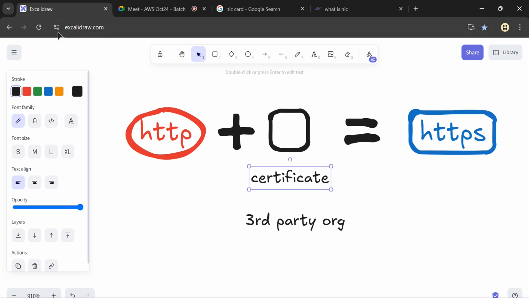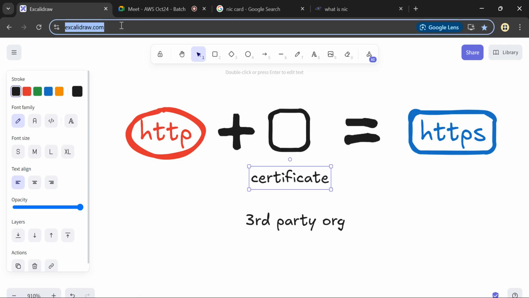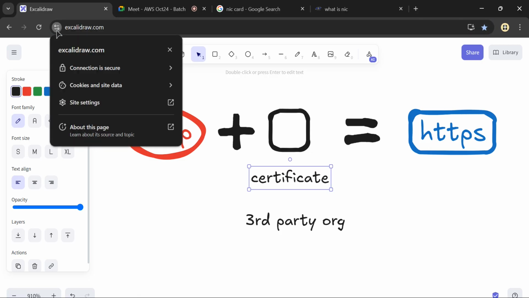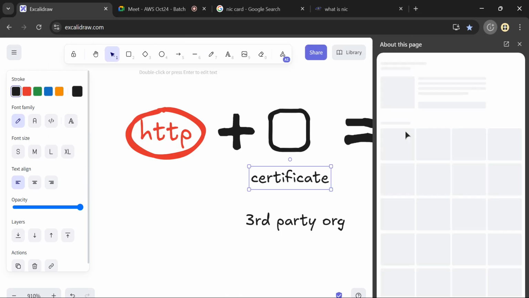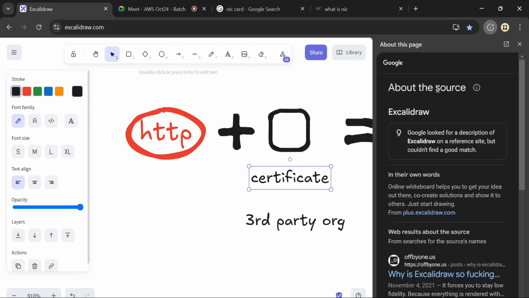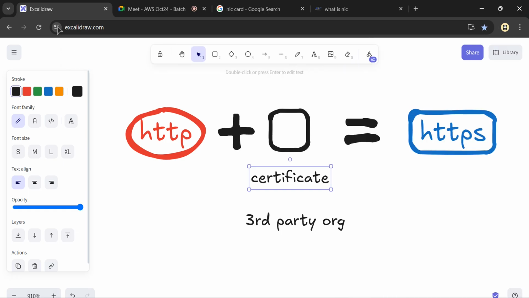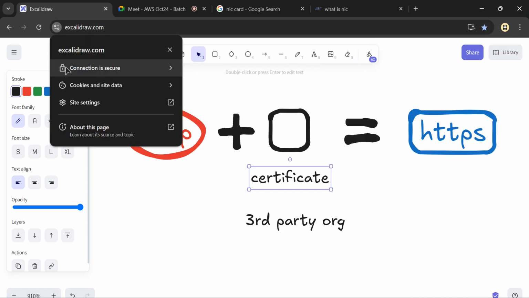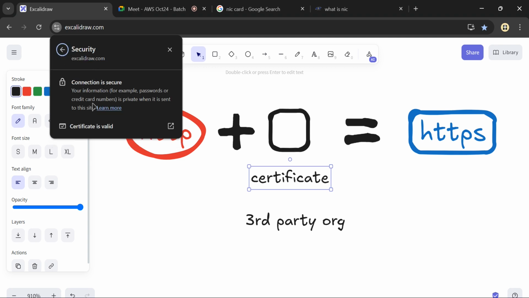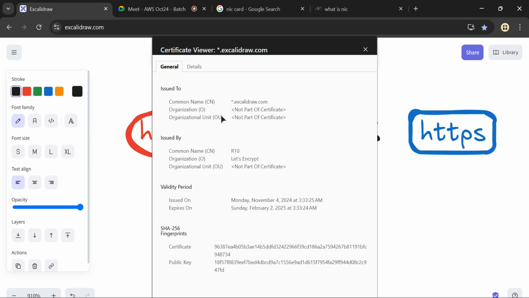Now, how to view the certificate? Let's say this website that I have is also secured. You can see here the connection is secured. If I click on this, not here, sorry, if I click on this, and if I click on connection is secured, this part over here, you can see this is showing that the certificate is valid. You can see there is a certificate that has been shown over here.